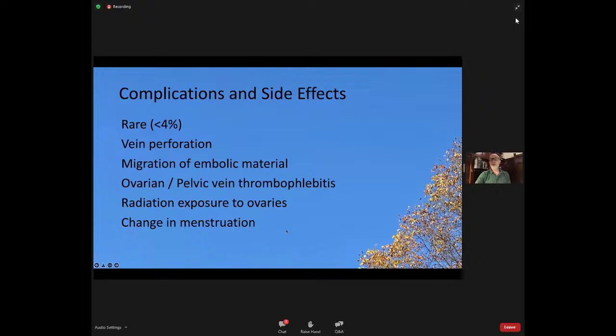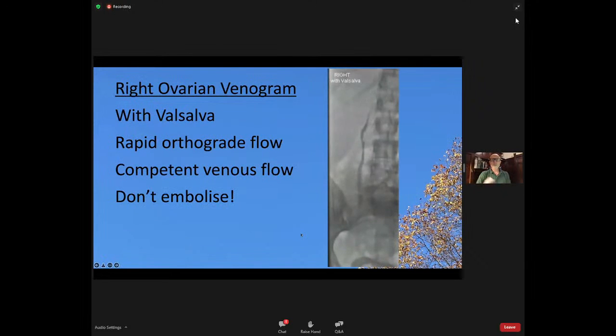And I've had quite a number of patients describe a change in the characteristic of their menstruation, not necessarily heavier, but just different. And so I warn patients about that now. This is just an example of that right side being orthograde with Valsalva with rapid orthograde flow. So that's not a vein to embolize because it's probably serving as a useful shunt for the pelvic venous incompetence.